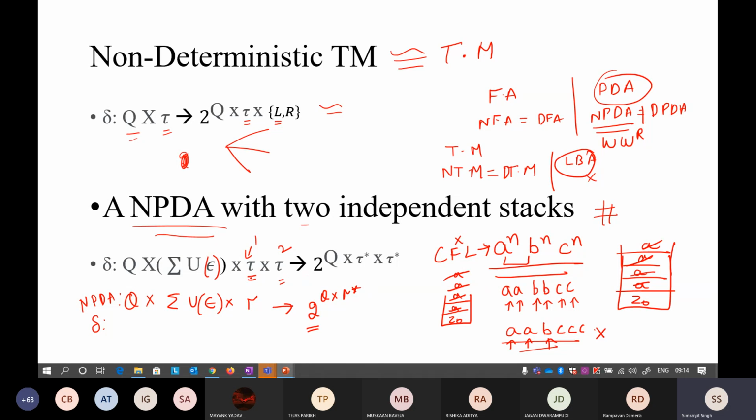Okay, so in this particular case, if you're saying there are two individual stacks, the only thing is that if you have two stacks, you can compare a and b separately and b and c separately. So it can happen. That is why, when this is a non-deterministic push down automata, which is more powerful than a deterministic push down automata, and it is given two stacks that are independent of each other, it can act as a Turing machine. Okay, so that is a very interesting property.